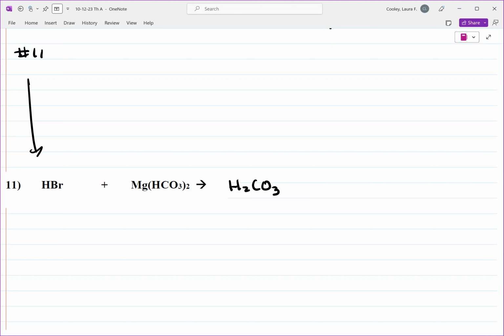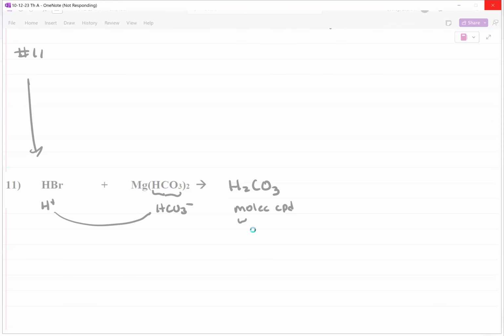And that's because you see I have an HCO3 minus here combining with an H plus from the acid. And notice there's two H's and a CO3 and the charges cancel. And this is a molecular compound. It's a weak acid, but it is not stable.